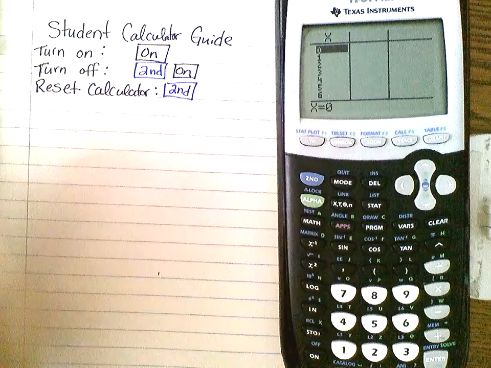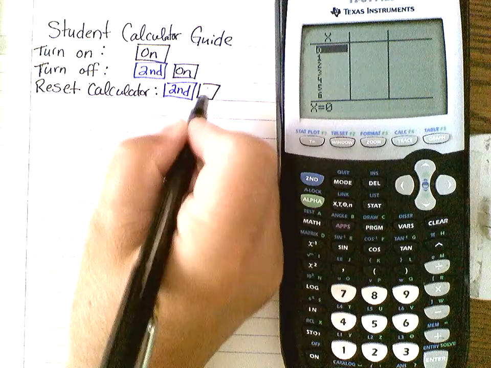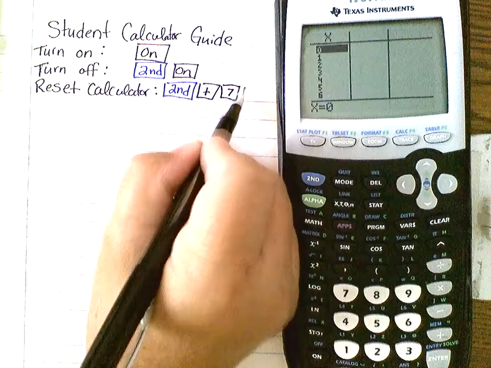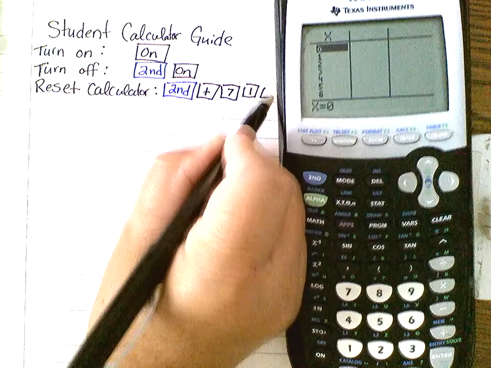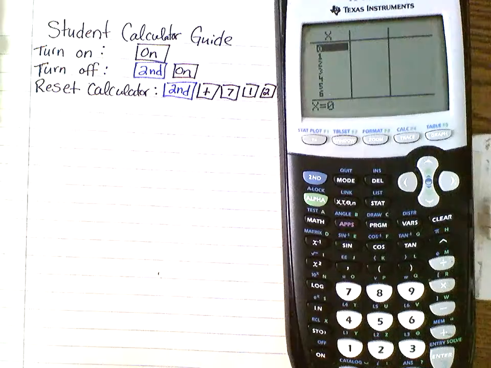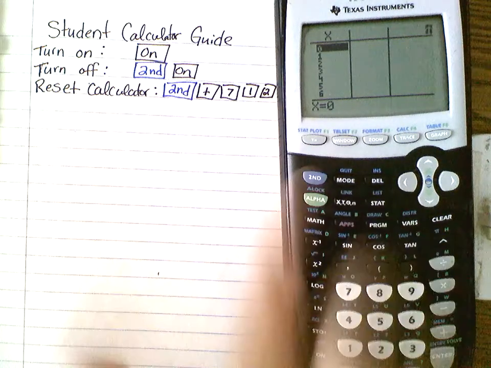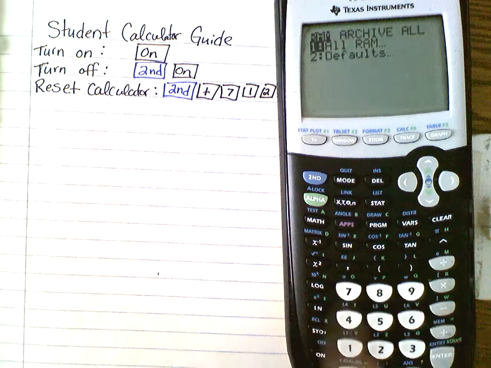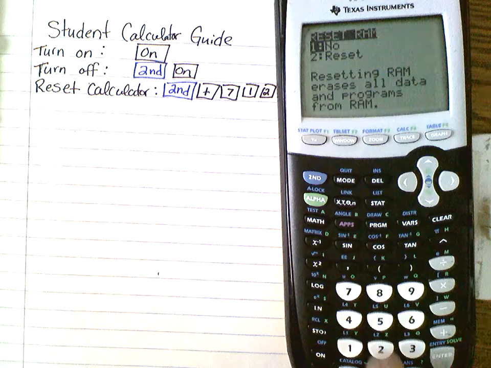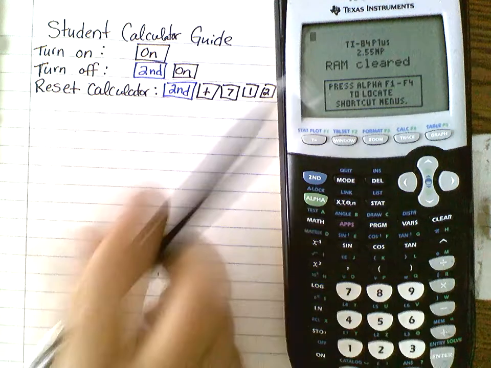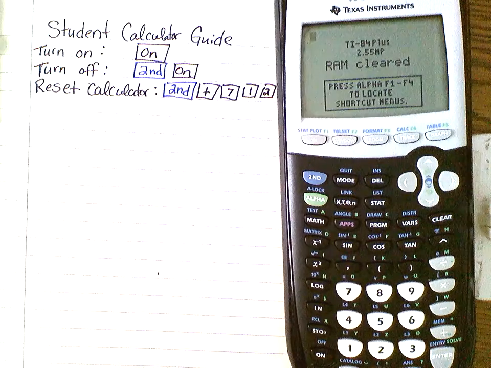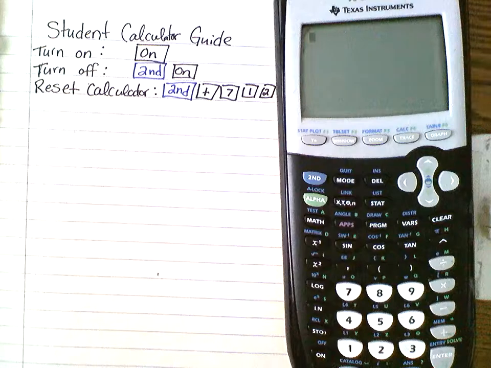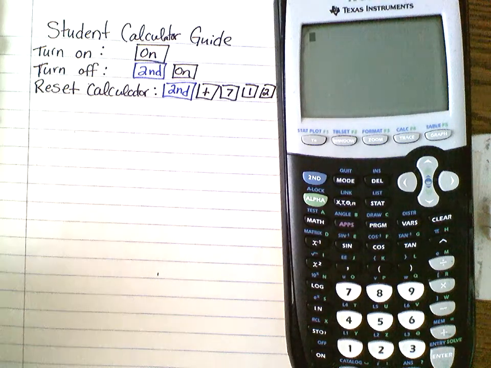second, plus, 7, 1, 2. Okay? So if I push second plus 7, 1, 2, you should see RAM cleared on your screen. And then if you push enter or some other button, you'll see you're back to the home screen. It's nice and clean and cleared off.